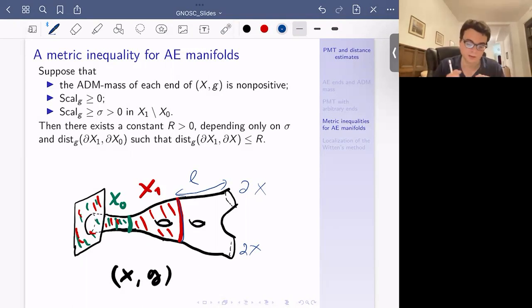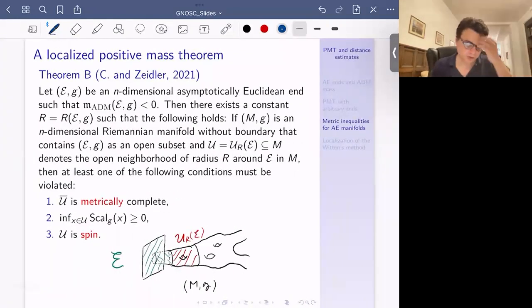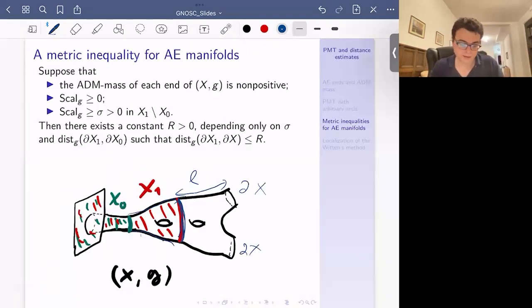So in other words, if you know that there is a region of a certain width with scalar curvature which is uniformly positive, and moreover you know that the scalar curvature is globally non-negative, then this gives you an upper bound for the distance between the boundary of X1 and the boundary of X. So that's the statement. Okay. Now I also want to say that this statement is really the spin version, in a sense, of the statement of Lesourd, Unger, and Yau.